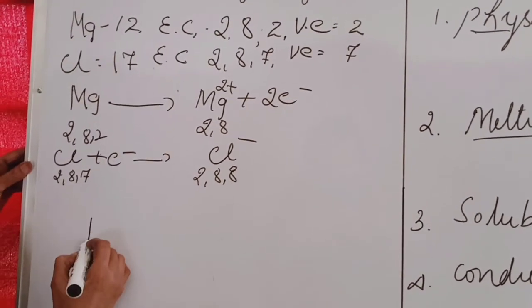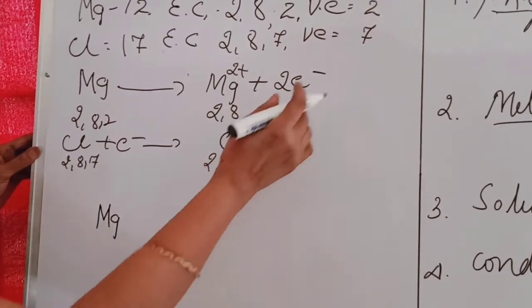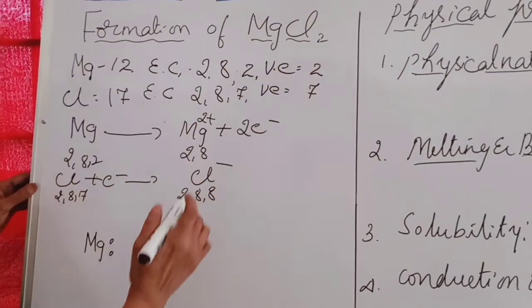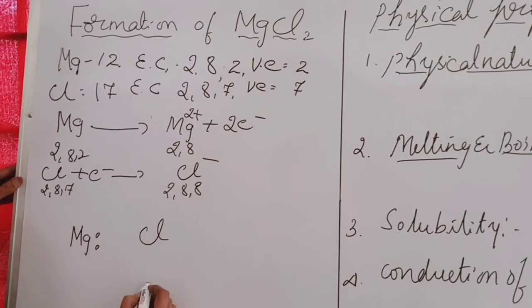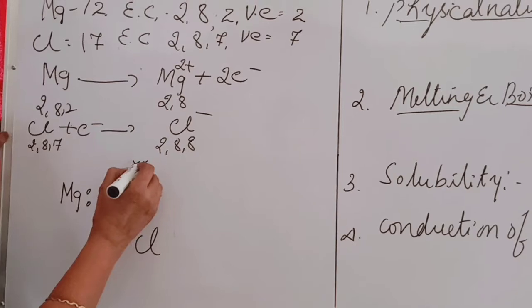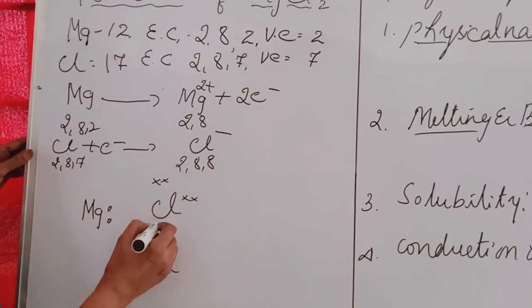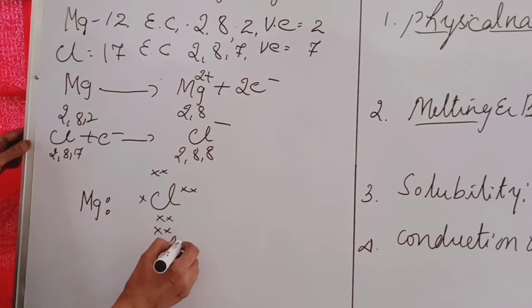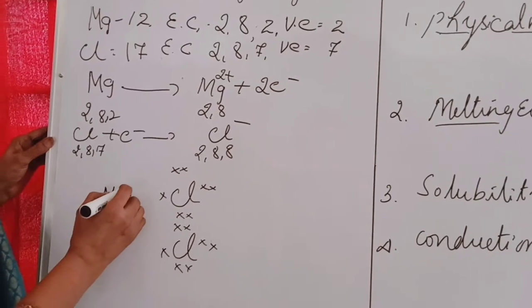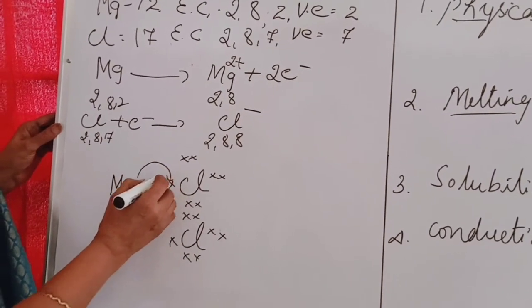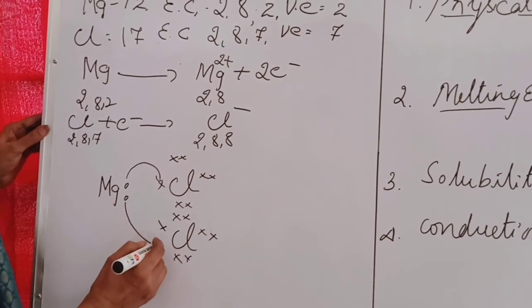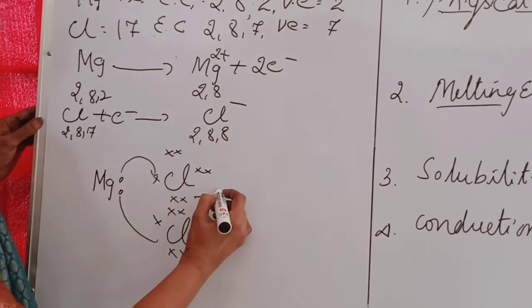Now, magnesium. How many valence electrons are there? 2. How many chlorine atoms are there? 2. What is the valence electron of each? 7: 1, 2, 3, 4, 5, 6, 7, and again 1, 2, 3, 4, 5, 6, 7. So, one chlorine takes 1 electron from magnesium. This 1 electron goes to chlorine.